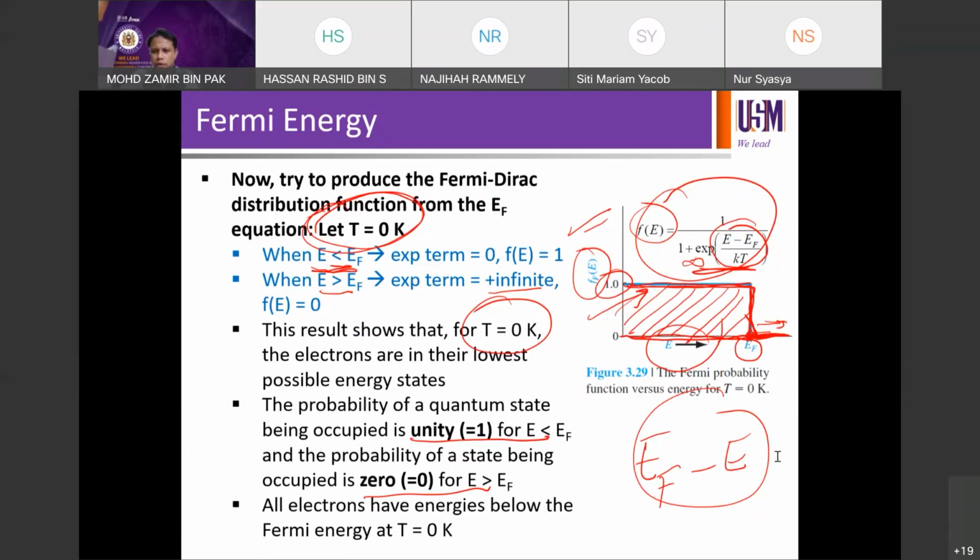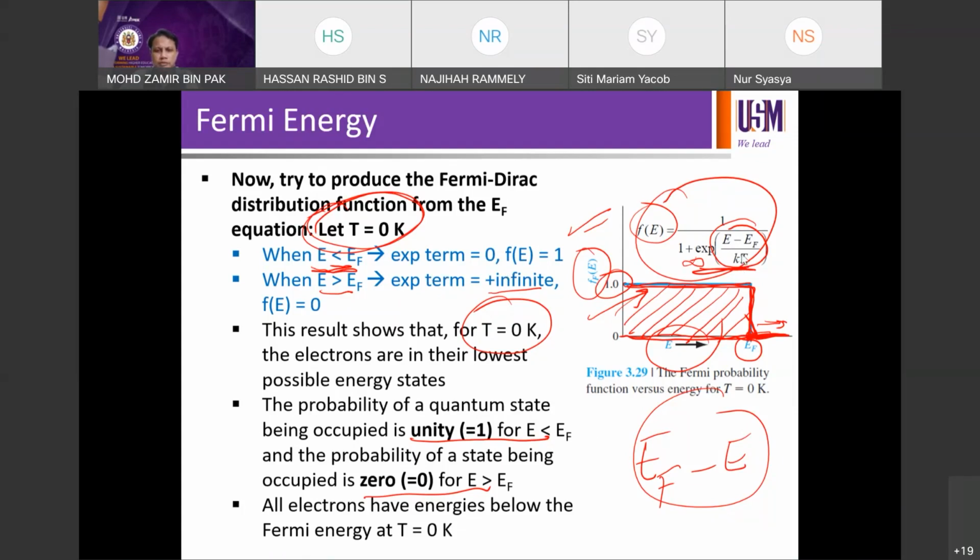Can I explain more as to why the exponential is 0? If the value of E is very small compared to EF, then the exponential component will be very small. E less than EF, the exponential term becomes 0.